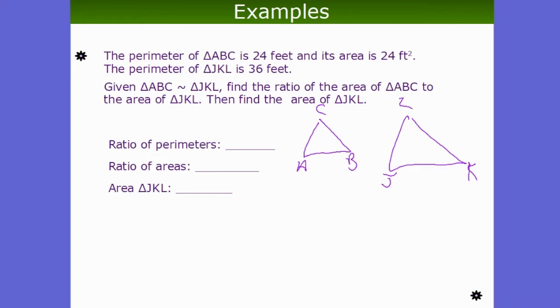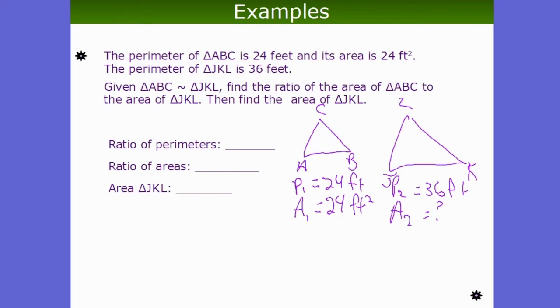And let's see, what do I know? The perimeter of this one, call it P1, is 24 feet. And its area is 24 square feet. That's area 1. Perimeter 2 for JKL is 36 feet. And what is its second area? That's basically what we want to find here.